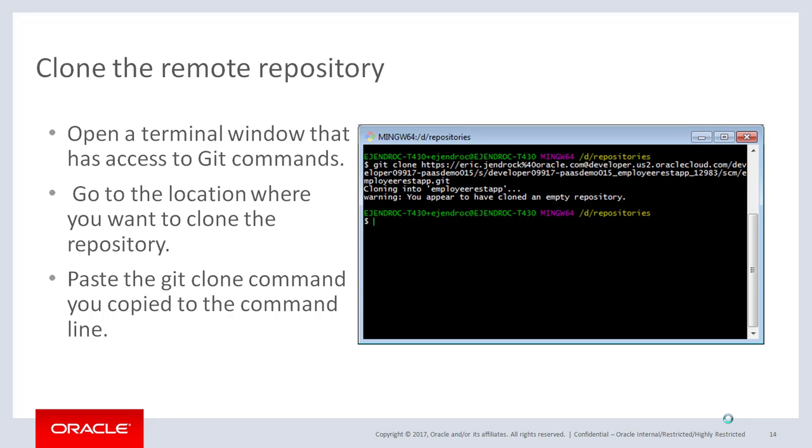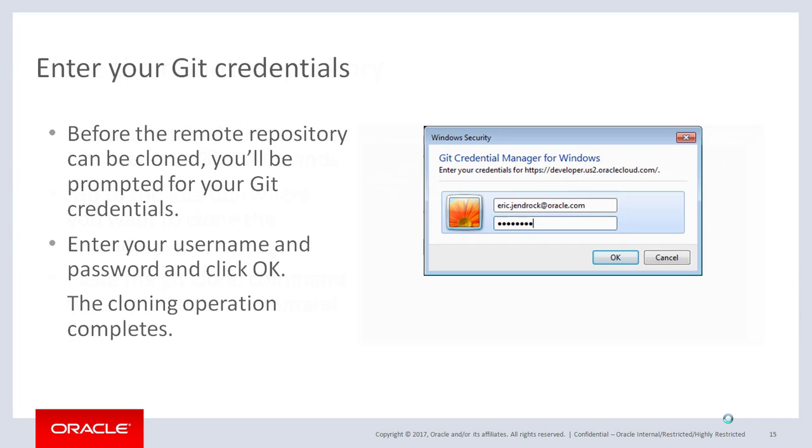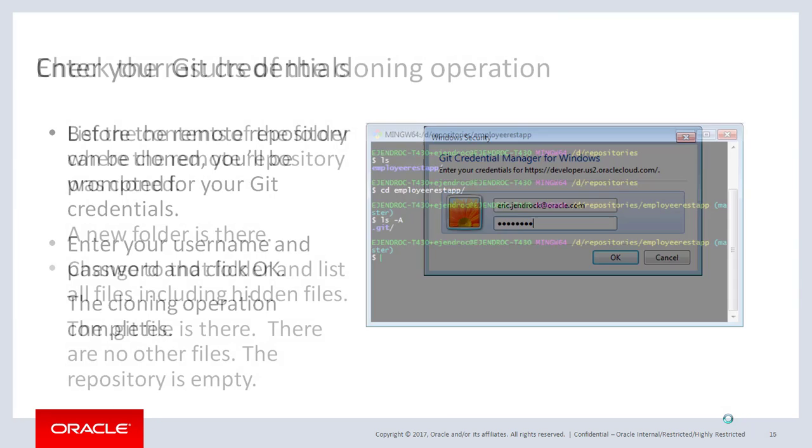However, something happens first. The cloning operation will be interrupted and you'll be prompted for your Git credentials. These are the same as your cloud credentials. Enter your username and password, click OK, and the cloning will complete.